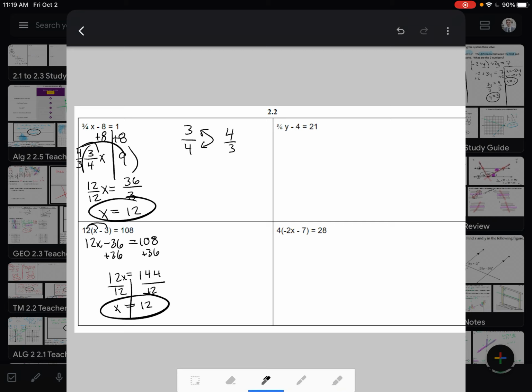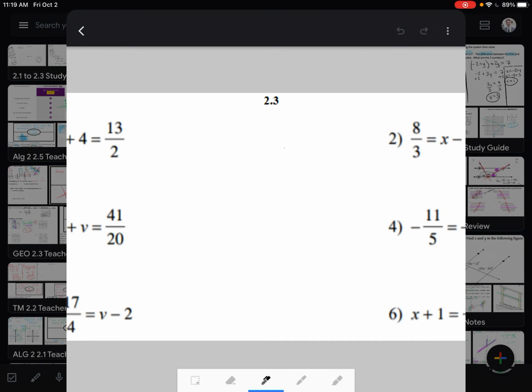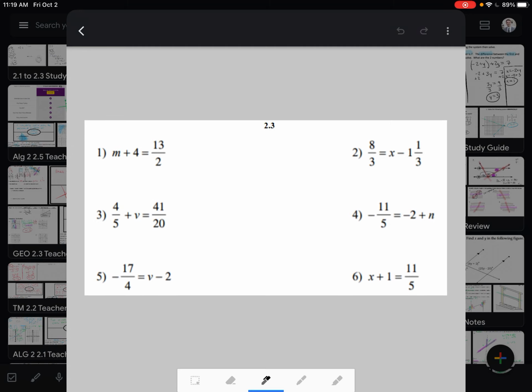So 2.2, we had some distributive properties, we had some reciprocal type questions. Now let's go on to 2.3, where we were working with our least common denominator and fraction questions. So let's actually skip ahead to, let's say, example number 3. So we have our variable here by itself, but we're seeing we have some uncommon or different denominators. So we have 5 and 20 on the bottom. So we have to list out our multiples and see when we get some common multiples.